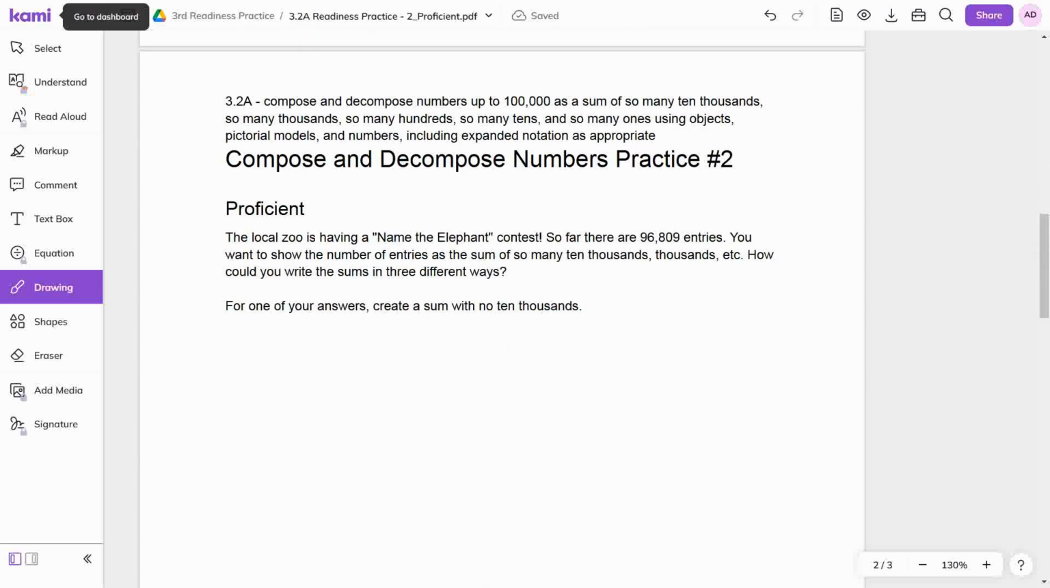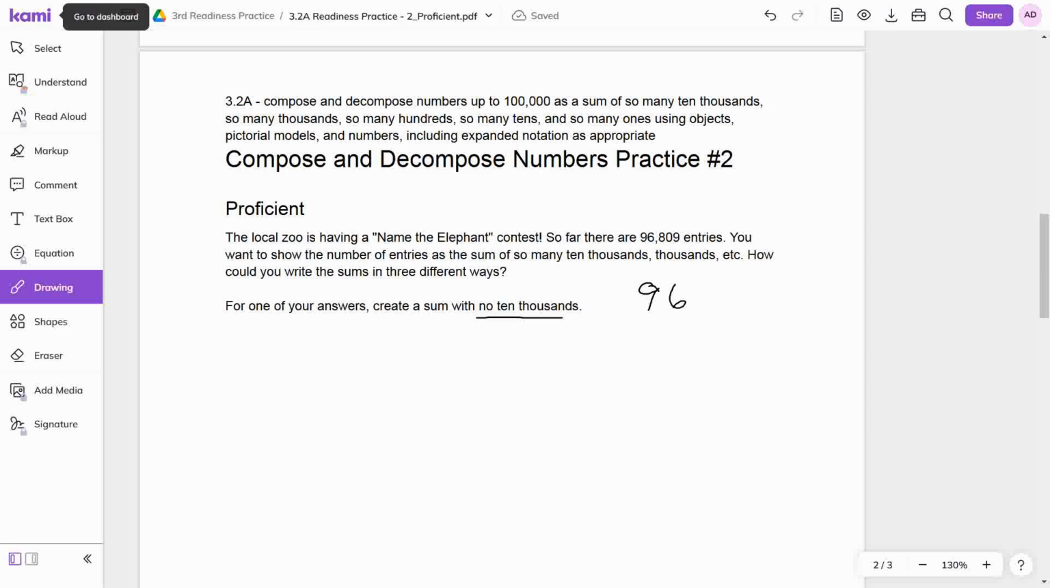Moving on to the second practice problem. We are at a local zoo, and we have quite a bit of entries, 96,809. We want to show the number of entries as a sum of so many 10,000s, thousands, all that. So I'm going to use unit form for that. And look at this. For one of your answers, create a sum with no 10,000s. All right, so that's going to be a challenge for us. So let's write our number.